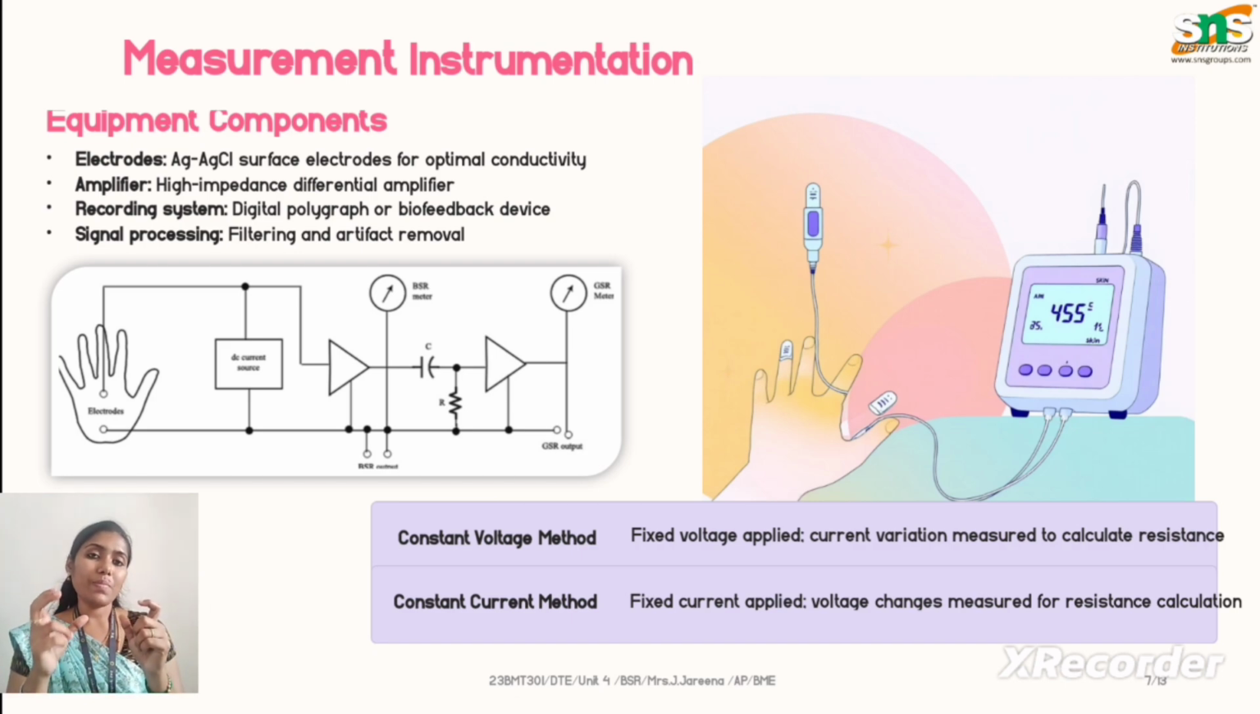Because the BSR is a basal skin resistance, we are measuring a resting condition. Once we are exposed to some sort of stimulus or external factors, the body will have some physiological changes. That measurement of resistance is nothing but GSR. So GSR is the galvanic skin response, a skin response that ends up with some sort of stimulus. That is the main difference between GSR and BSR.